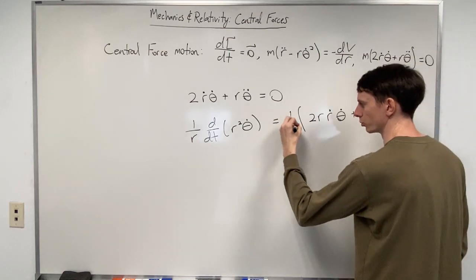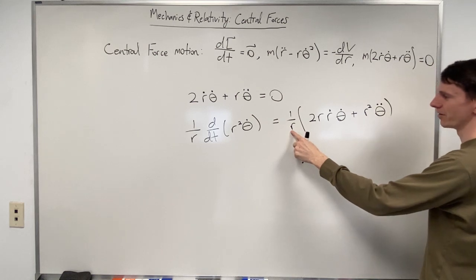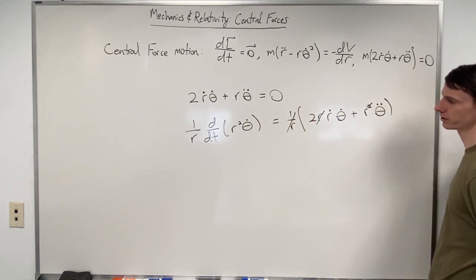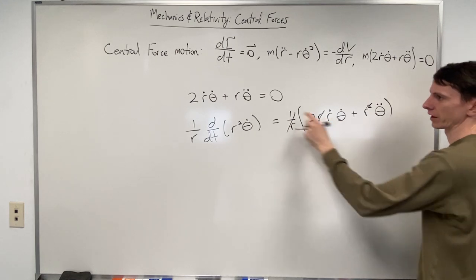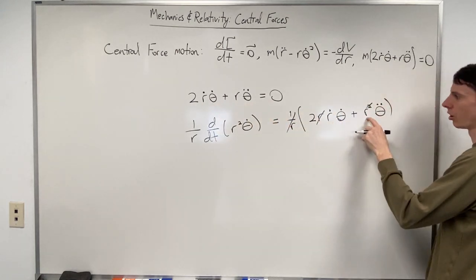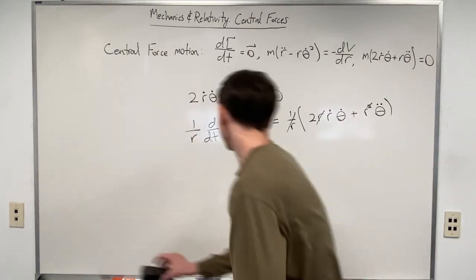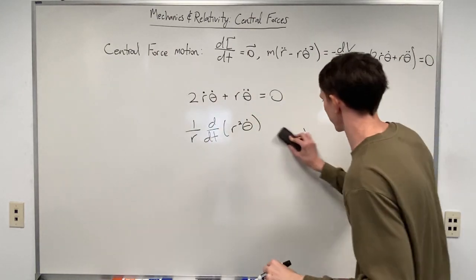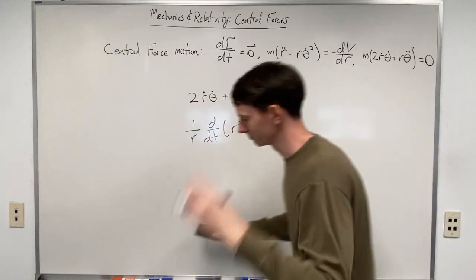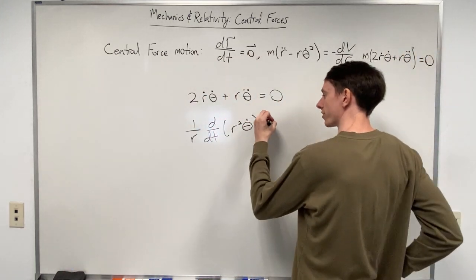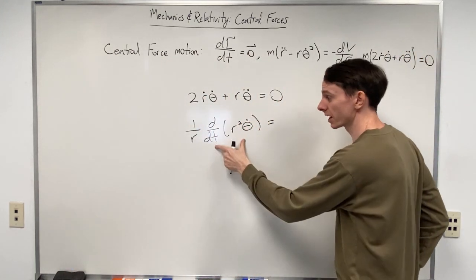Should not be 1 over 2, 1 over r, right? And then the factor of r here cancels with the factor of r here, and one factor here, leaving us with 2 r dot theta dot plus r theta double dot, like that. So how somebody saw that or recognized that off the top of their head, I don't know, but good for them. But this is an important thing, to be able to rewrite this left-hand side this way.